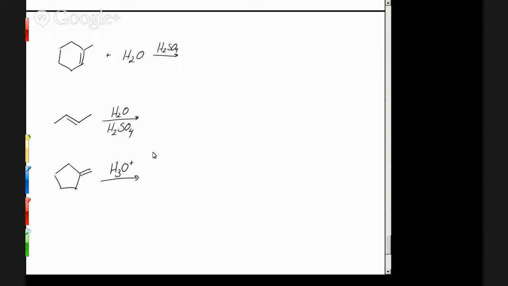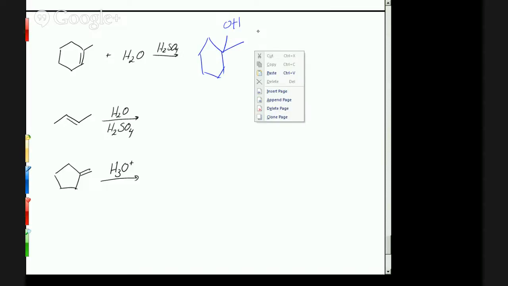I'll do the first one then. Oh wait, what? How do I use the back to erase? Okay, that erased the whole thing. I can't trust it. Okay. Oh, whoops, there's something else.